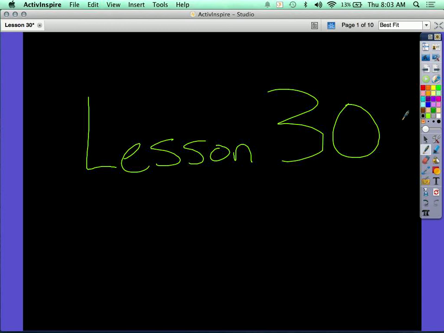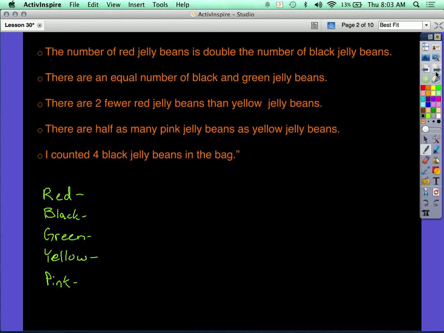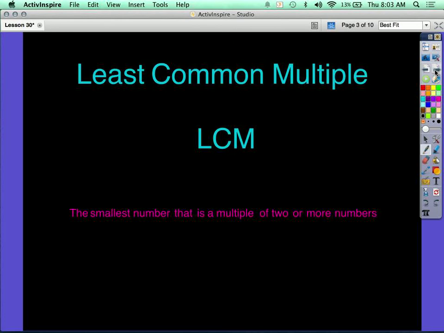For lesson 30, we're going to talk about least common multiples and reciprocals. Another little activity for you. I want to know how many jelly beans of each color. Read through it, see if you can figure out how many jelly beans of each color I have, and we'll see what we come up with when we get back to class.